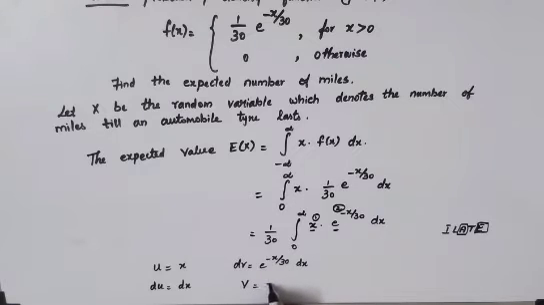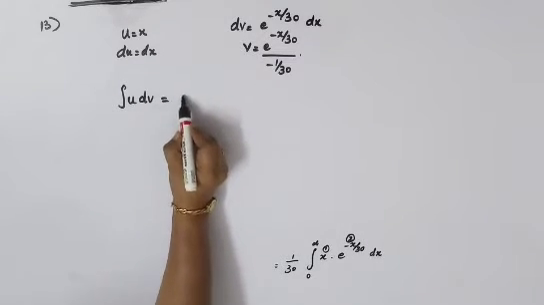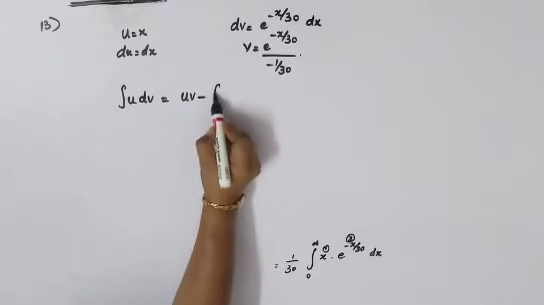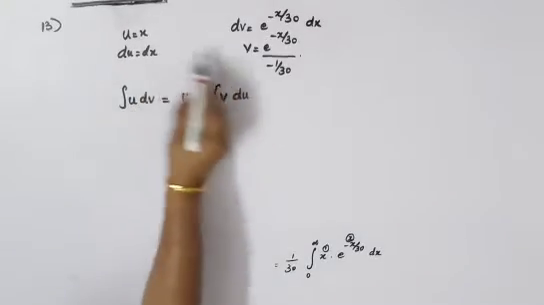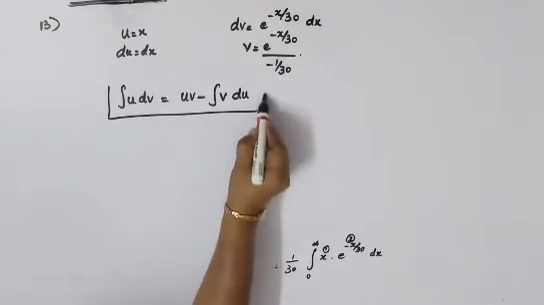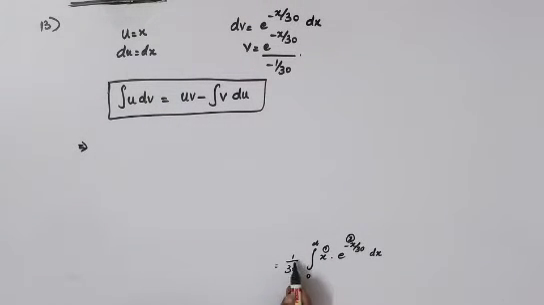So v is equal to e power minus x by 30 divided by the coefficient of x, which you bring down to the denominator. Here the coefficient of x is minus 1 by 30, so that will come to the denominator. The integral by parts formula is integral of u dv is equal to uv minus integral of v into du. Now you'll have to substitute everything in this formula. Here we have got 1 by 30.